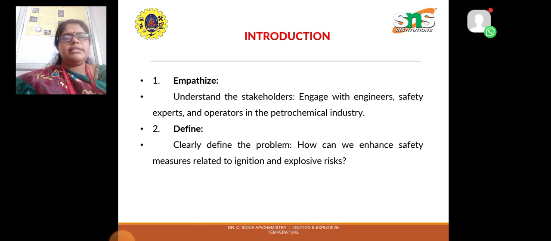The next is define. So, identify the key factors. We have to clearly define the problem: how can we enhance the safety measures related to ignition temperature and explosive risk? And we also have to consider key factors like the surface temperature, material properties, and operational conditions, which play a crucial role.